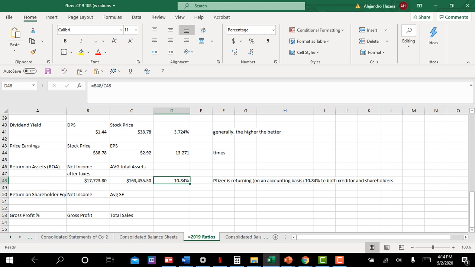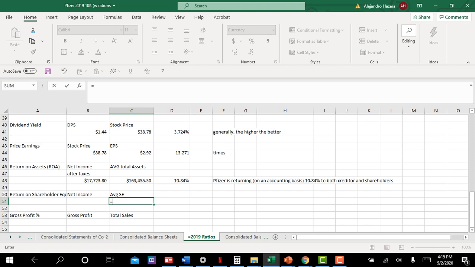Now, this return on shareholders' equity only measures the return to shareholders. We're leaving creditors out. Keep in mind, like I said in the slide, since this is average total assets, assets are equal to liabilities plus shareholders' equity. What we're doing here is using only shareholders' equity, so the difference is going to be average liabilities. We're pulling them out here. And this ratio is always higher than return on assets.